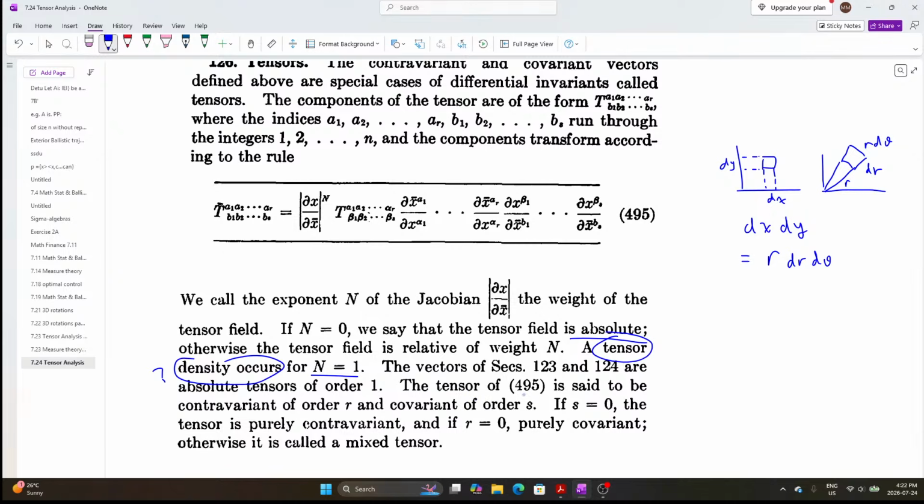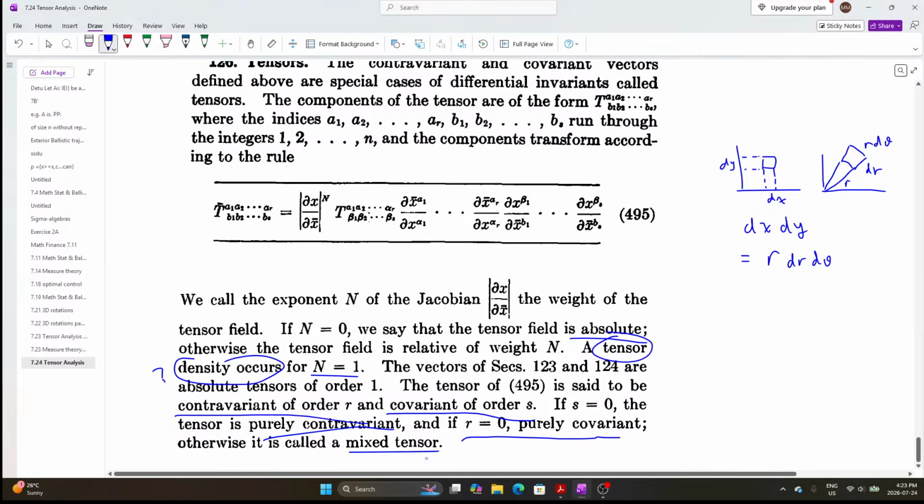Okay, the tensor of 495 is said to be contravariant of order r. Okay, this makes sense because there are upper indices, and covariant of order s. If s equals 0, it is purely contravariant; if r equals 0, it is purely covariant. Otherwise, it's a mixed tensor.